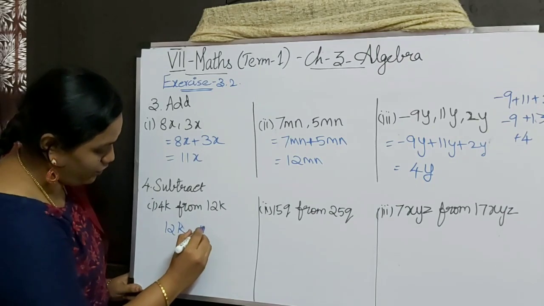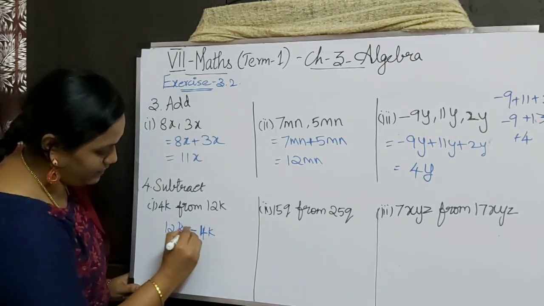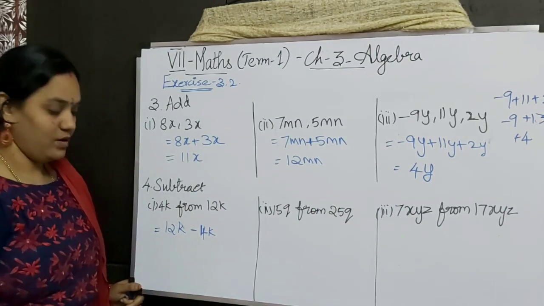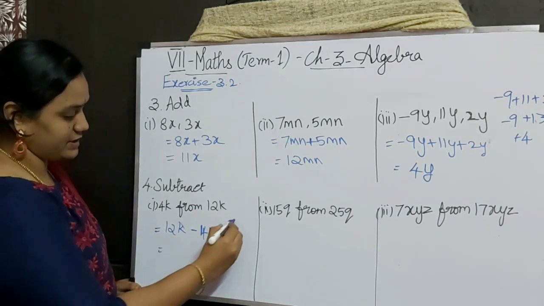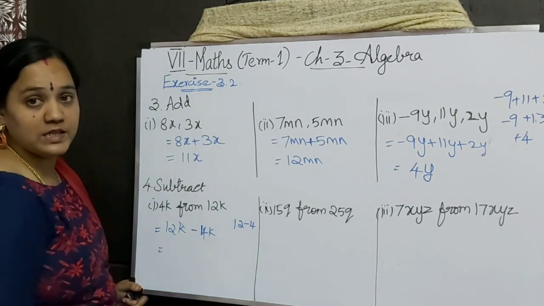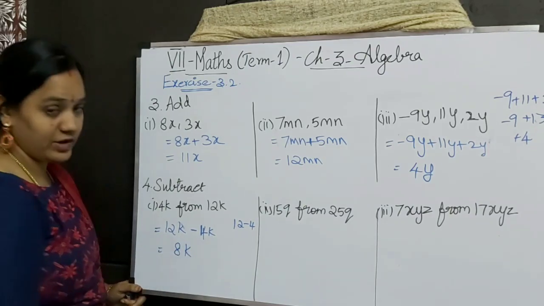12k first and 4k next. In between I have to put 1 minus. Okay, so 12 minus 4. Coefficients are 12 minus 4. 12 minus 4 is 8. So 8k is your answer.